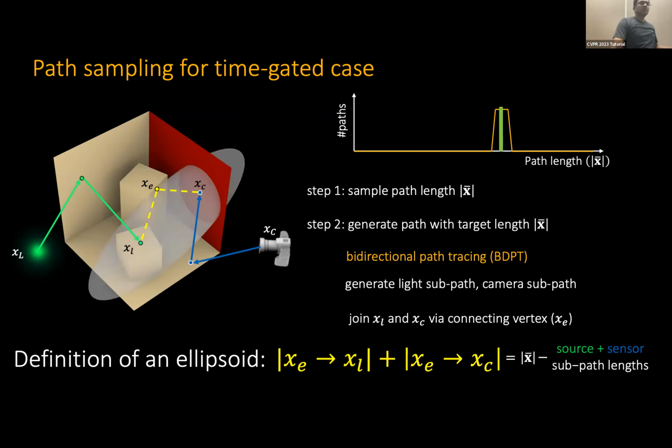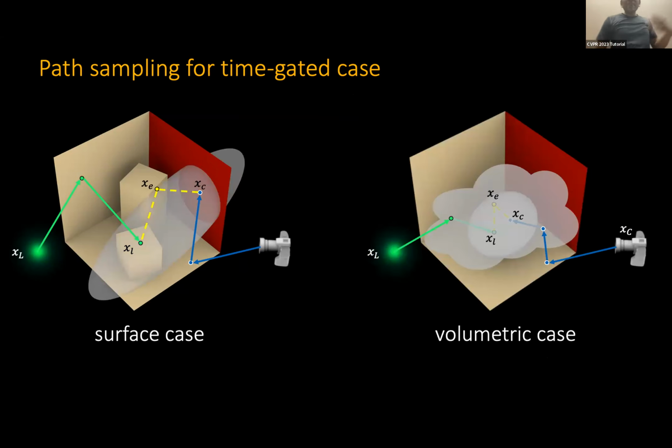And so now all I have to do is intersect this ellipsoid with the scene, and that's it, done. I get these vertices, which give me the exact path length constraint. Okay. And based on the location of this ellipsoid, we have two main scenarios.